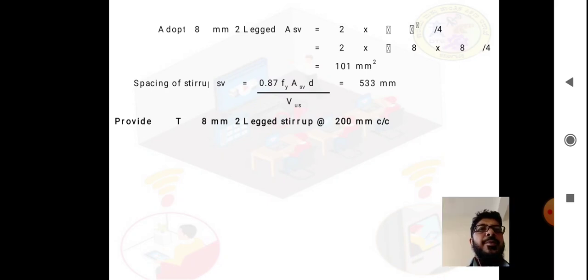we will assume 8 mm diameter two-legged stirrup for the calculation of ASV. ASV is the area of the shear reinforcement. So we assume two-legged 8 mm bar. So area of the steel is 2 into pi by 4 into 8 square. So that comes out 101 mm square. Just we will substitute in the above formula to get the required spacing of the stirrups. So if you substitute, we got a spacing of 533 mm.